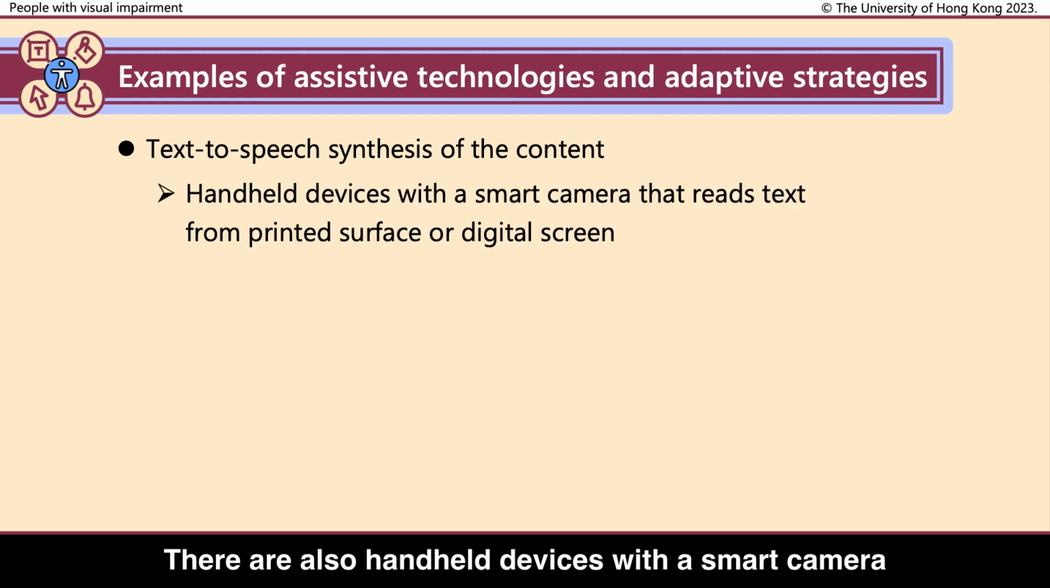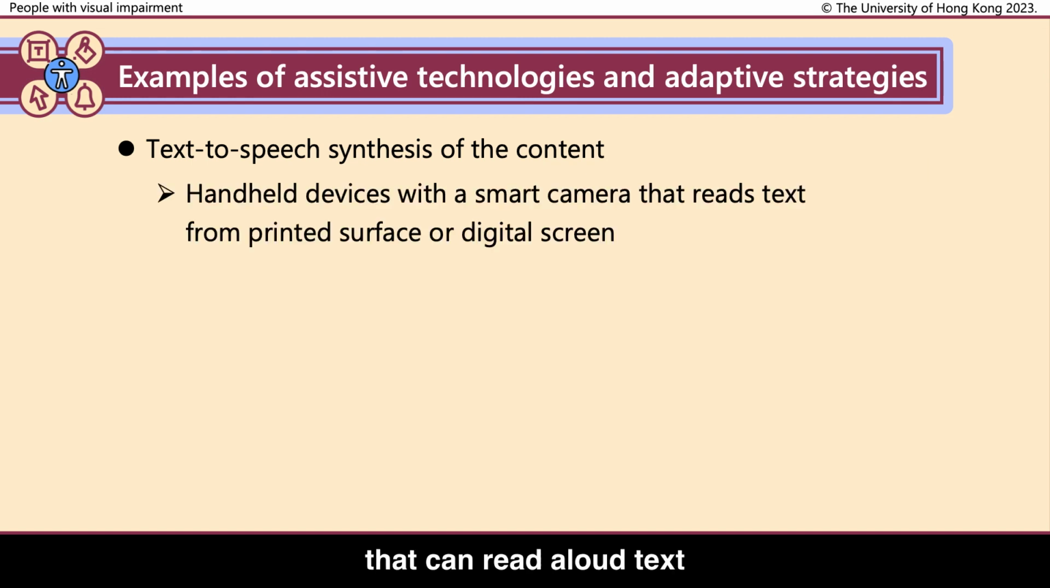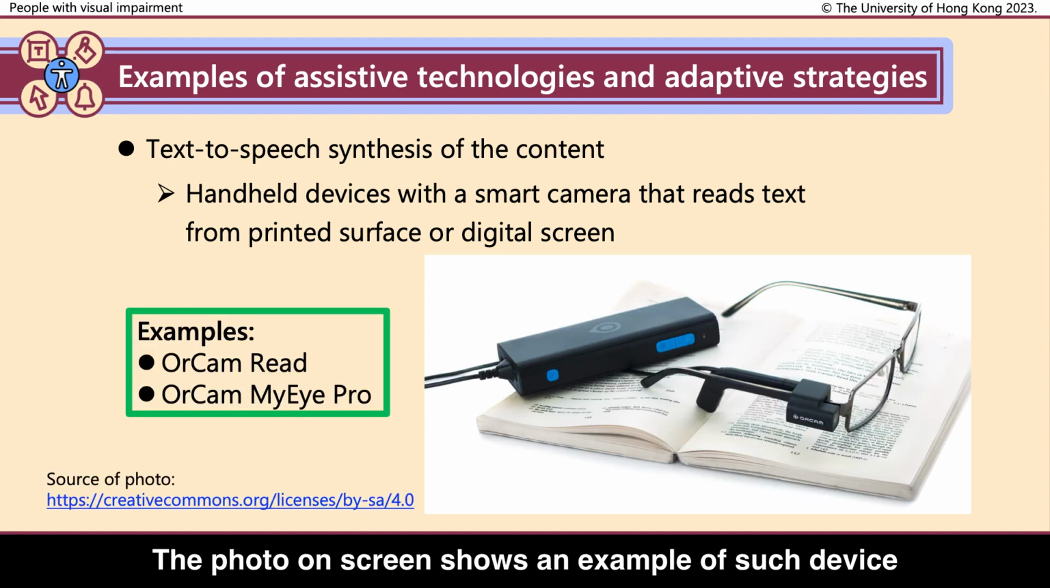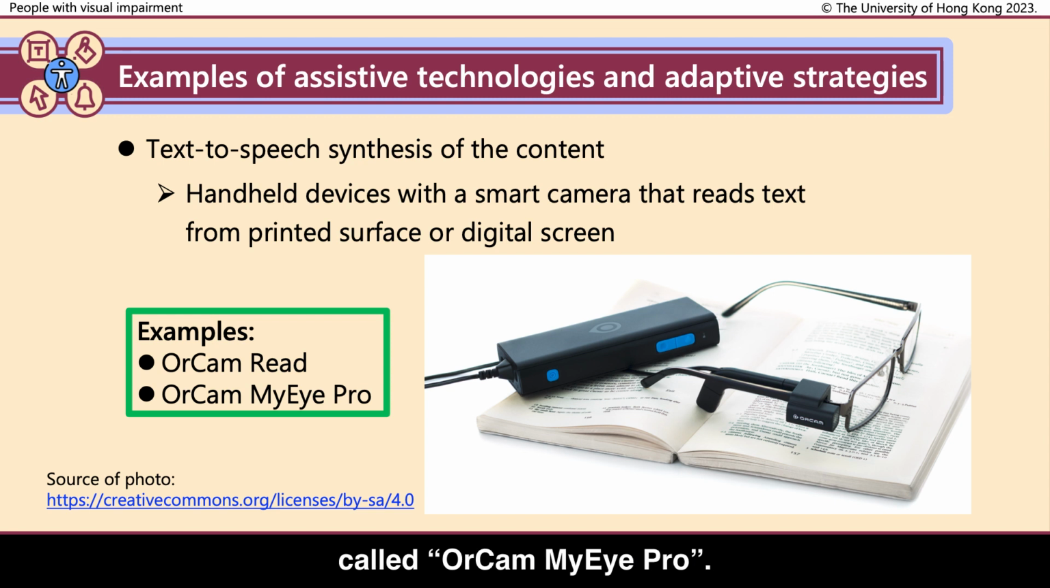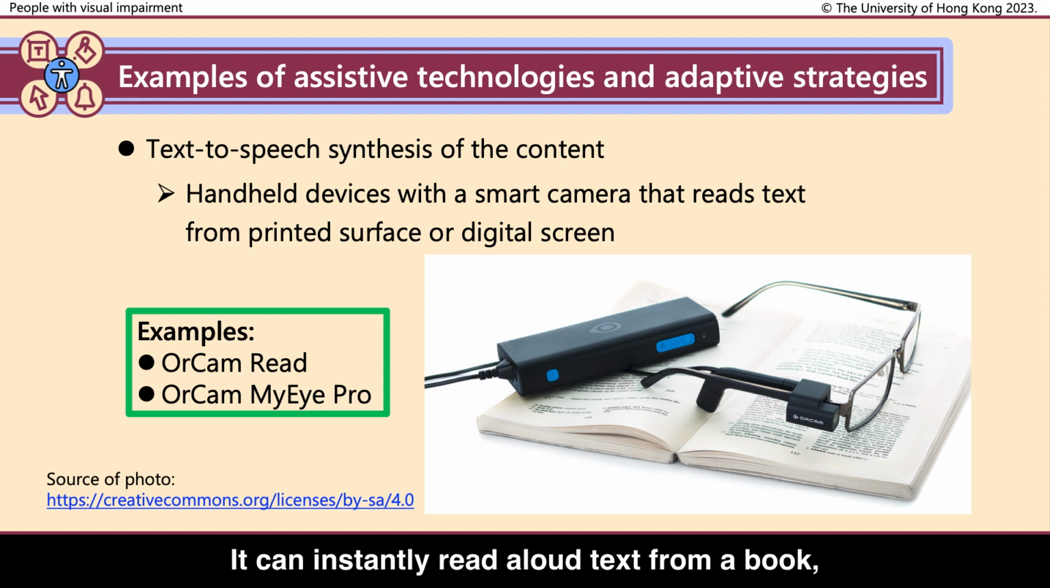There are also handheld devices with a smart camera that can read aloud text from printed surface or digital screen to perform text-to-speech conversion. The photo on screen shows an example of such device, called Orcam My Eye Pro. It is a voice-activated device that attaches to virtually any glasses. It can instantly read aloud text from a book, smartphone screen, or any other surface, and recognize faces. Orcam My Eye conveys visual information audibly, in real time and offline.